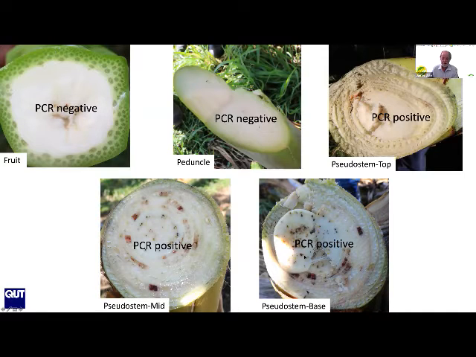But then when you go and do the PCR, PCR positive, PCR positive, PCR positive, as we found with the early stage infection, nothing out of the peduncle and nothing out of the fruit. So the fungus is not present. Even though you'll get these little brown flecks, the fungus isn't present there.